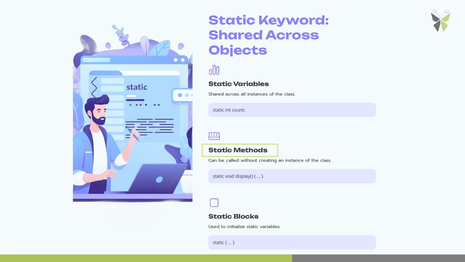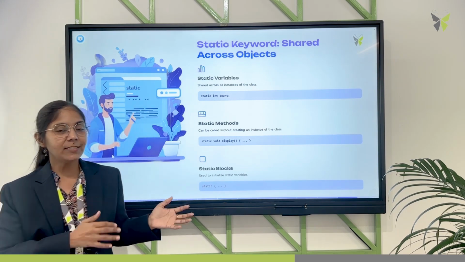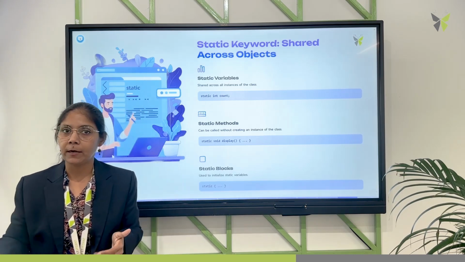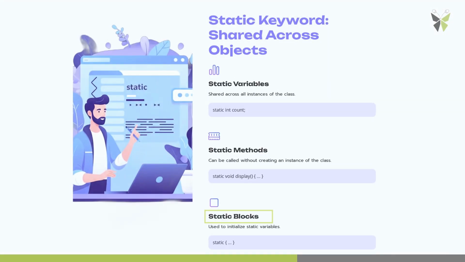Whatever static variables we have created, if I want to initialize the value, because a constructor will be called only and only when I'm going to create an object of that class, but static variables are declared before my objects can be created. So in order to initialize the value of your static variables, we can make use of this static block.